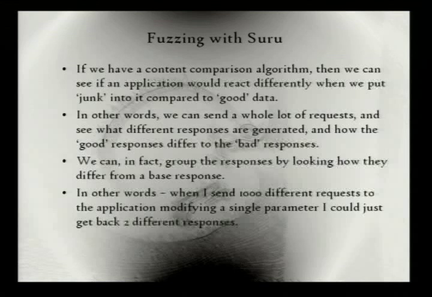If we have a content comparison algorithm, then what we can do is send junk into different parameters, right? Let's say 1,000 different strings in one parameter, see how it reacts, and look at the content compared to a base response, right? And group responses together, so that we say, for 1,000 requests that I've done to this application, I only get 3 pages as a result. So I'm going to show you how that works.